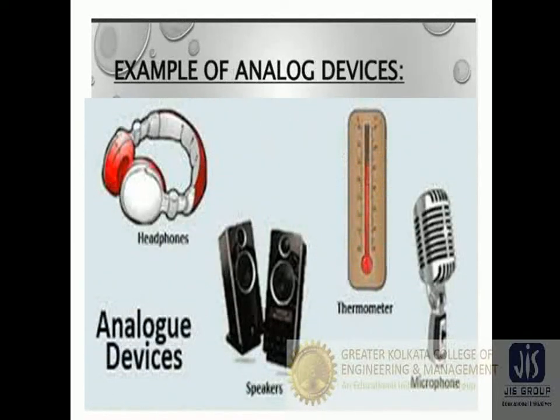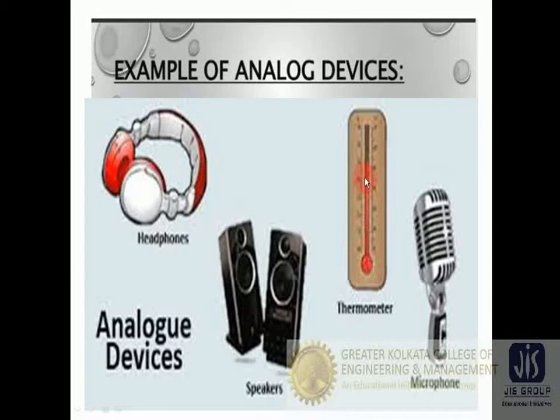These are examples of analog devices. Here we can see a headphone, a speaker, a thermometer, and a microphone. These are all analog devices. The headphone is the output of the audio system in analog form. The speaker is also an audio analog signal output, which converts the electrical signal into sound. The thermometer, we can see, is an analog thermometer.